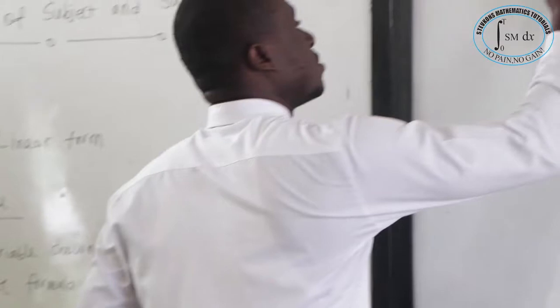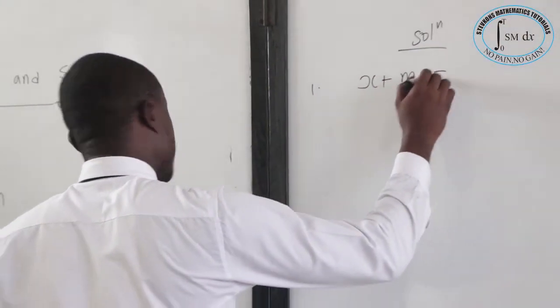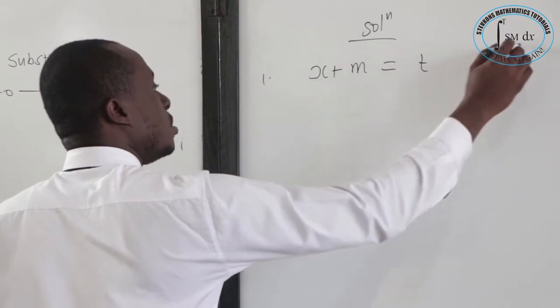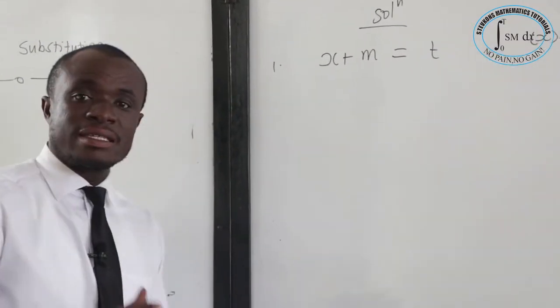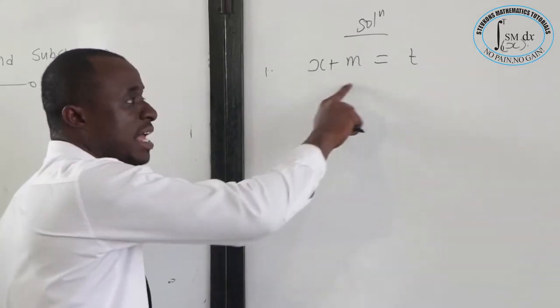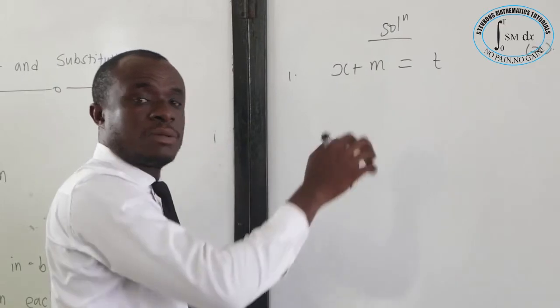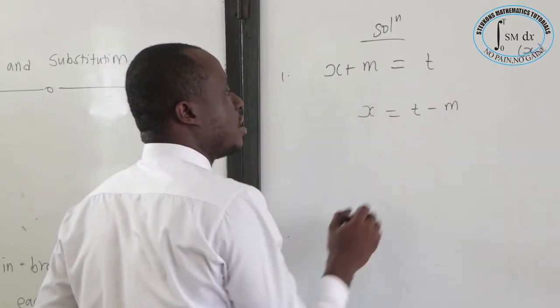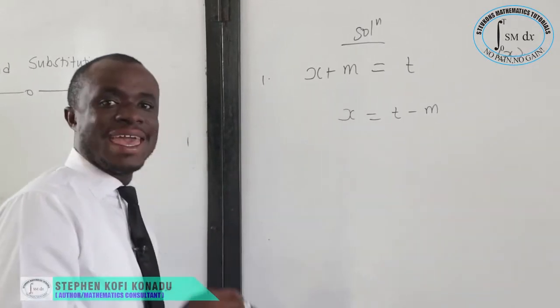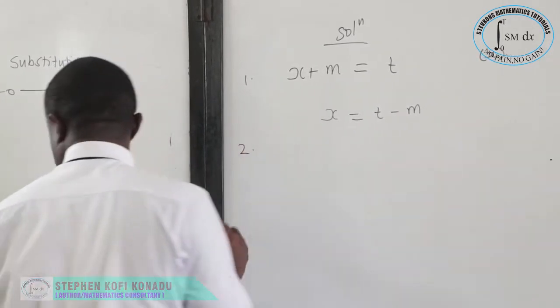Now what is the first one? We have x plus m equal to t. And we want to make x the subject. What does it mean? Let the x stand on its own. So I'll let the m cross the equal to sign. This is positive. When it crosses, it becomes what? Negative. So I have my x to be equal to t minus m. And I have made the x stand on its own. That's very easy.